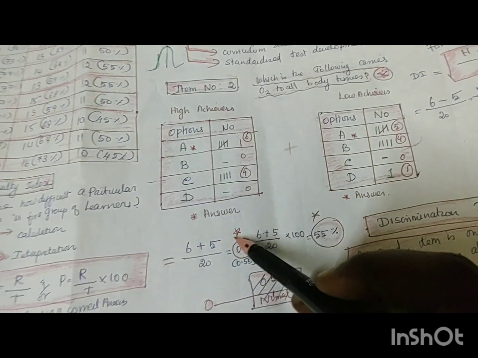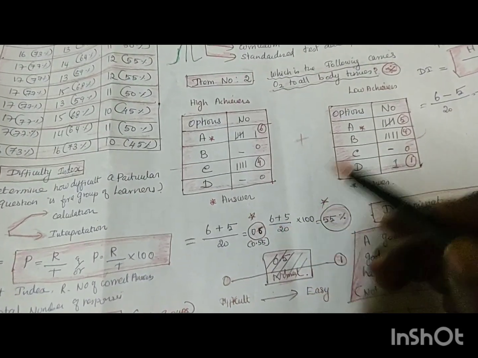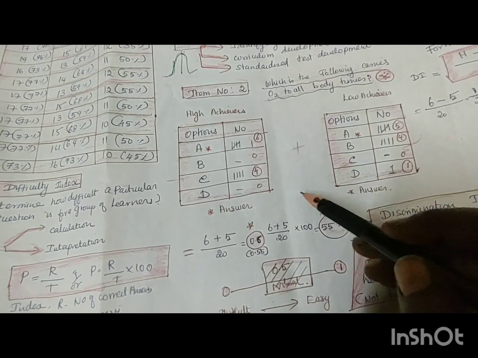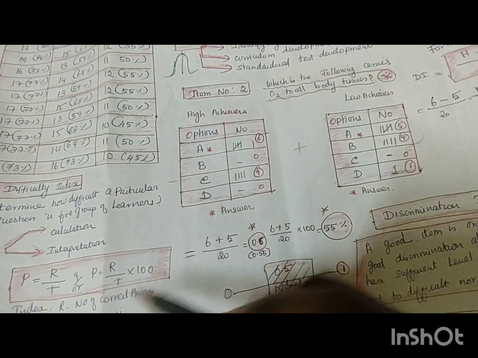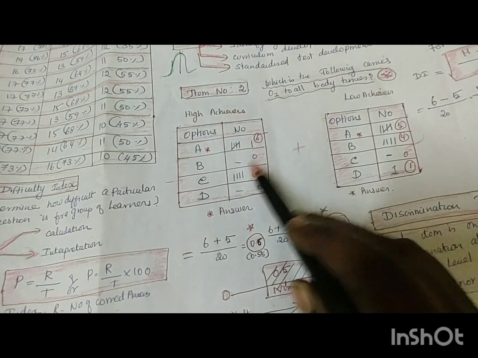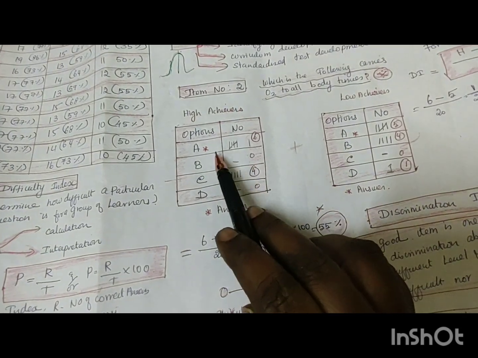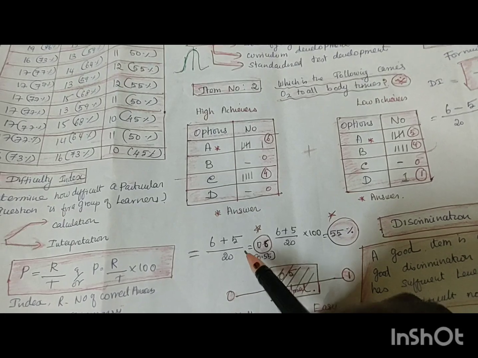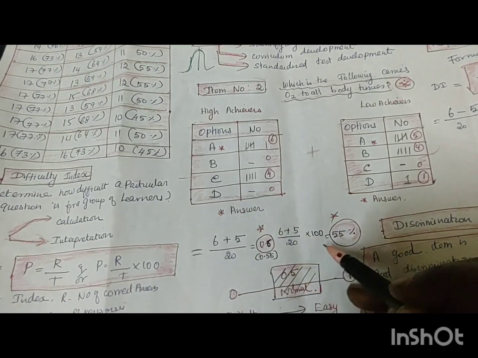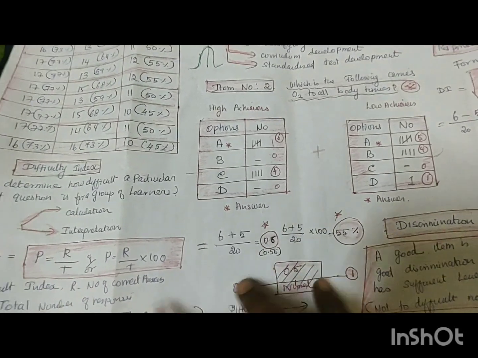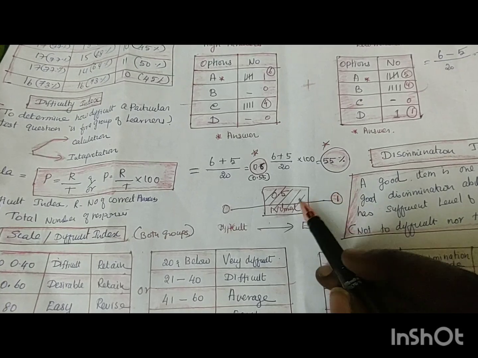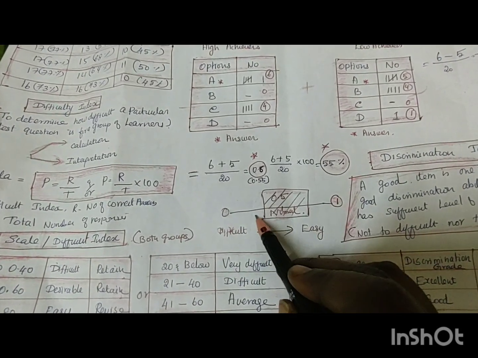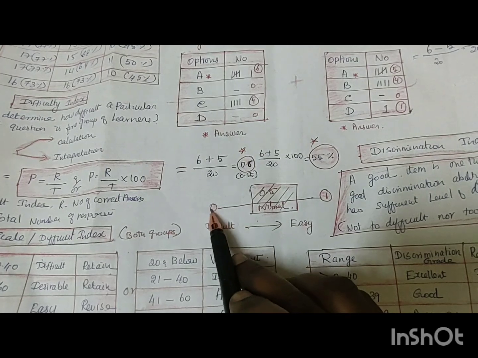Now what am I doing? What is the formula? We are adding it. How many answers are correct? R is the number of correct answers in both groups. So here is a 6, here is a 5. So totally how many? 11, divided by 20, into 100. So 55%. So it should be 0.55, right? About 0.5. So what's happening? It is desirable.